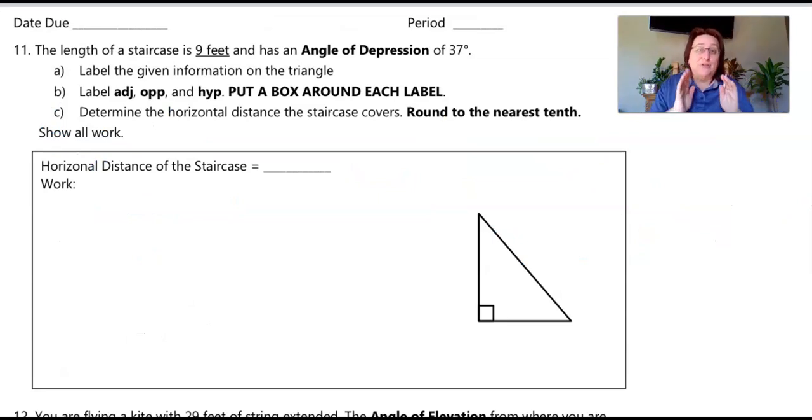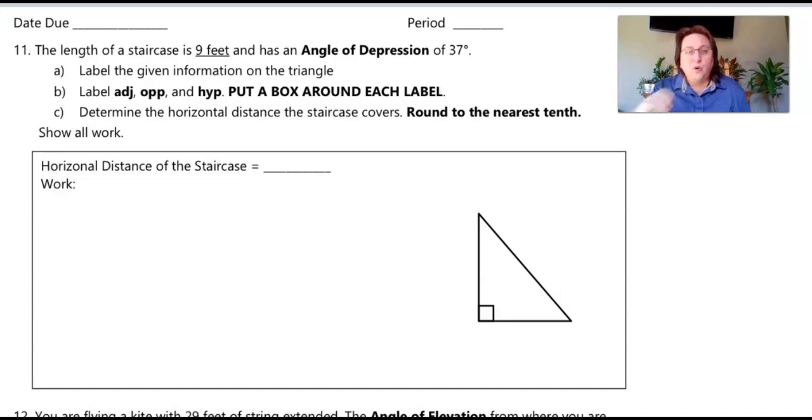I told you guys that I was going to do one with you that had angle of depression. So here we go. Okay, here's how we're going to set this up. This says the length of a staircase is 9 feet and it has an angle of depression of 37 degrees. First of all, guys, I want you to think real life.